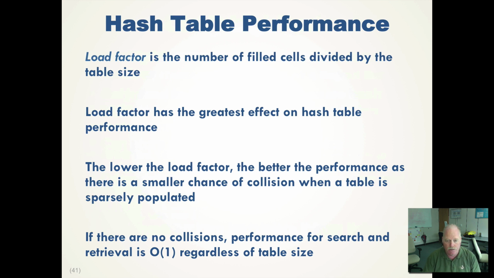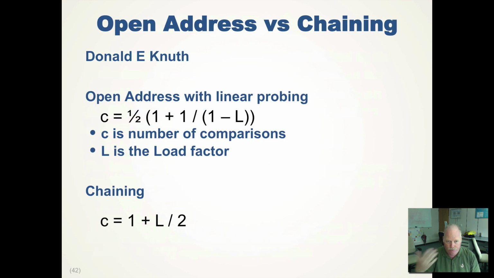We want to reduce the number of collisions, so we need to look at the number of comparisons we need. Dr. Knuth calculated how many comparisons you need based upon the load factor. For open addressing and linear probing, the number of comparisons to find the item is 1/2 times (1 plus 1 divided by (1 minus the load factor)). And in chaining, it's basically 1 plus the load factor over 2, because the load factor is going to give you the average length of your linked lists. It's the average time it takes to search your linked list.